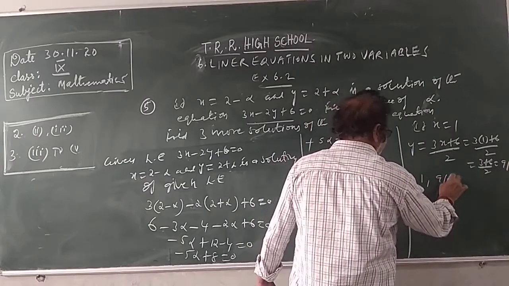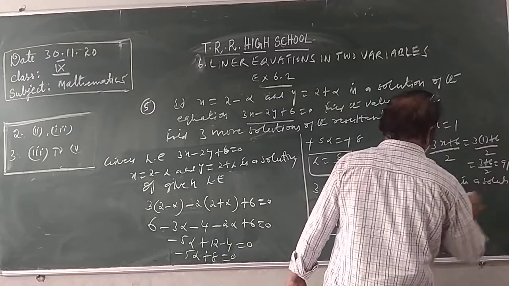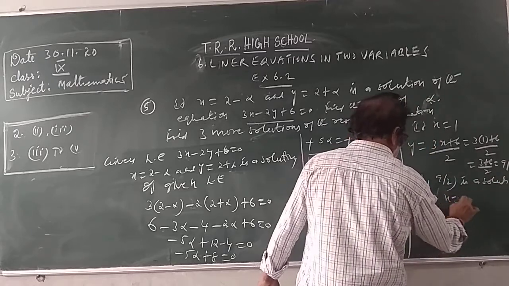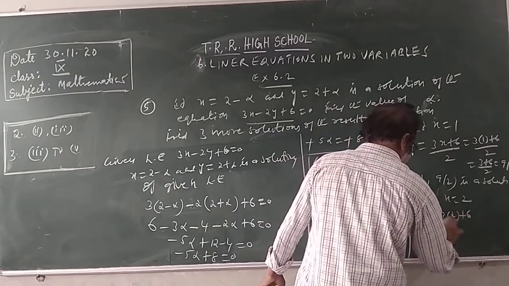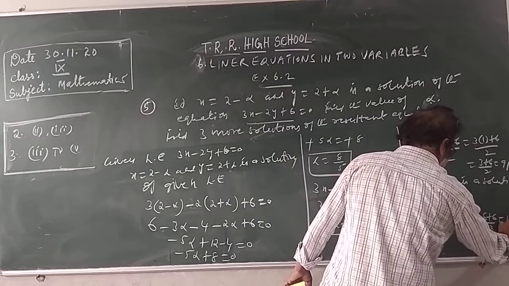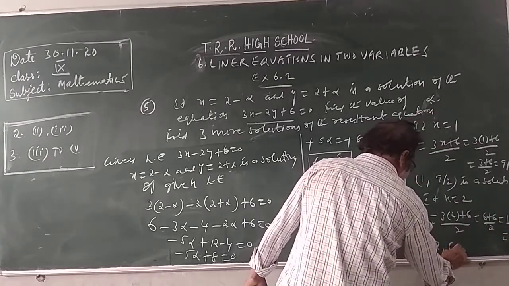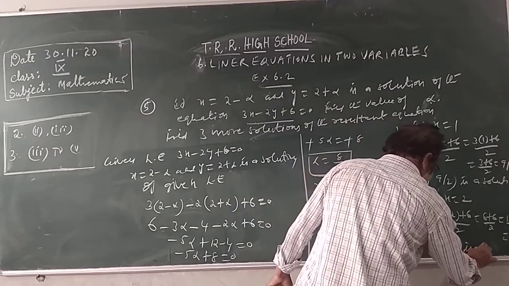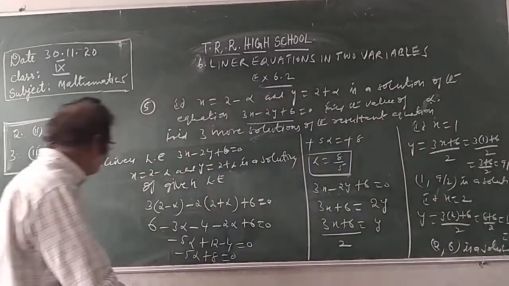1 comma 9 by 2 is a solution. If x is equal to 2, y is equal to 3 into 2 plus 6 by 2. 3 into 2 is 6, plus 6 by 2, 12 by 2, that is equal to 6. When x is 2, y is 6. 2 comma 6 is a solution. We did two solutions. Third solution.